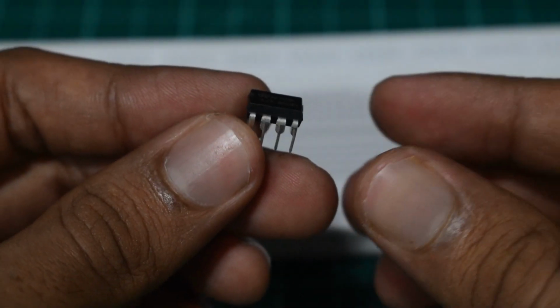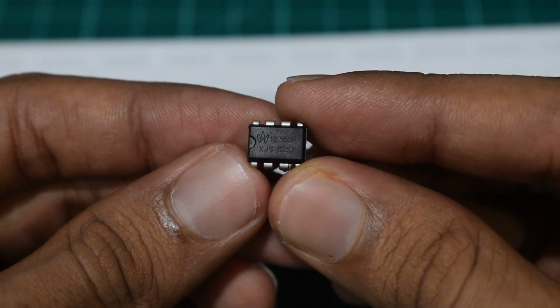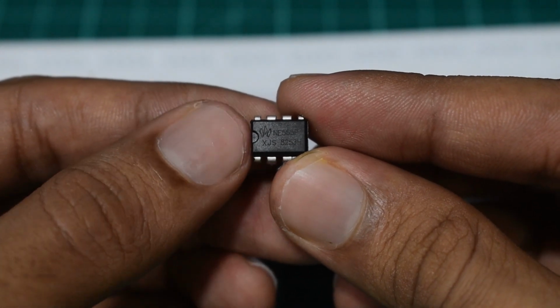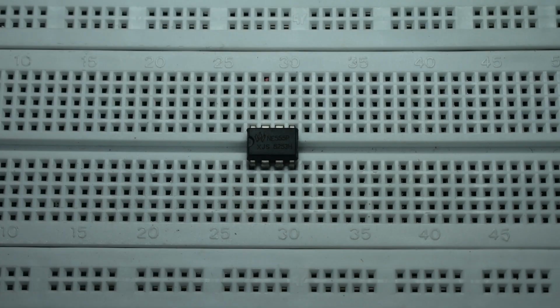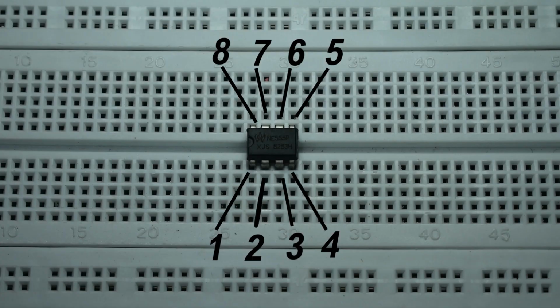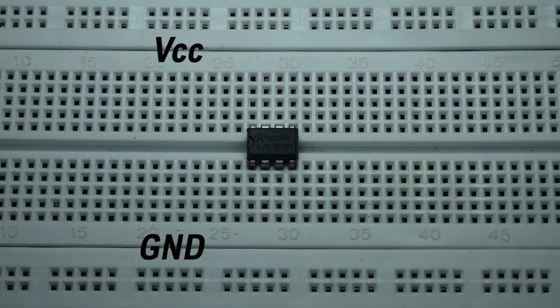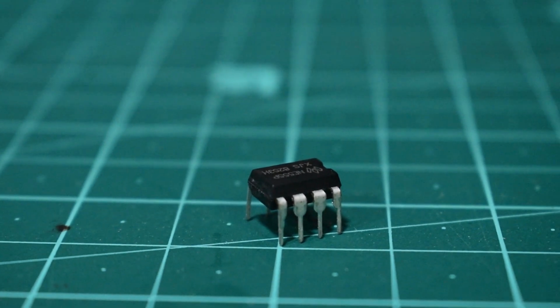First, we're going to take the 555 timer IC and connect it in a way in which the small notch is facing towards your left hand side. This is an 8-pin IC in which the pins are numbered 1 to 8 from the bottom. In this IC, pin number 1 is ground and pin number 8 is your VCC or voltage input. That's pretty much all you need to know about this IC for this circuit.